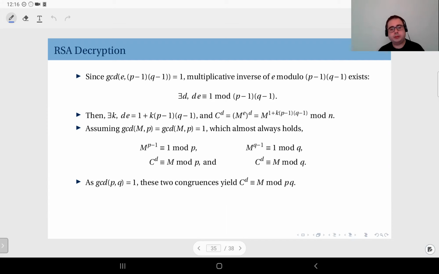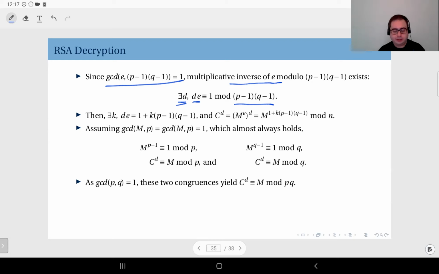First of all, we know that the number E is co-prime to the number (P minus 1) times (Q minus 1). This is one of the rules of RSA. The multiplicative inverse of E modulo (P minus 1)(Q minus 1) exists because they are co-prime. This is guaranteed. We have seen this earlier. This means there exists a D number such that D times E is congruent to 1 modulo (P minus 1)(Q minus 1). Okay, so this is based on the lemma we have seen earlier.